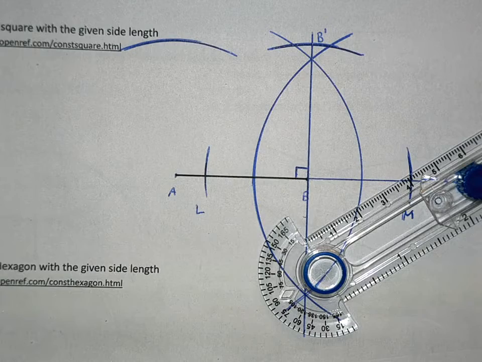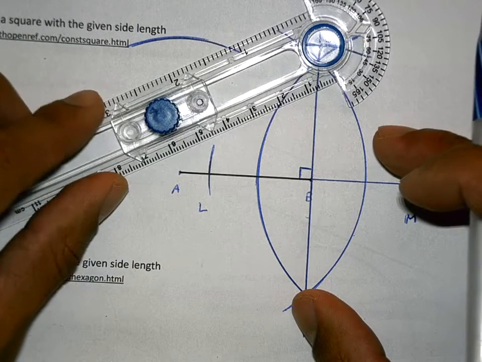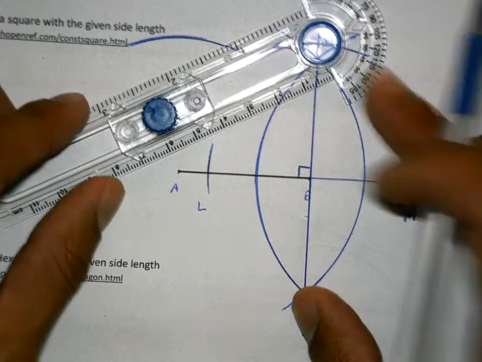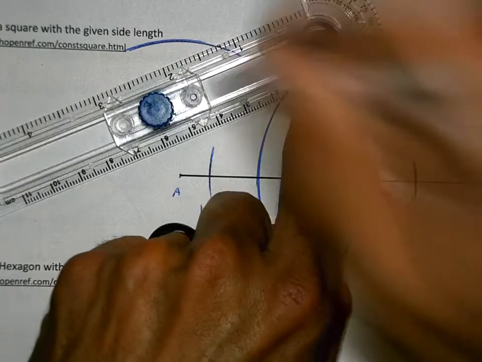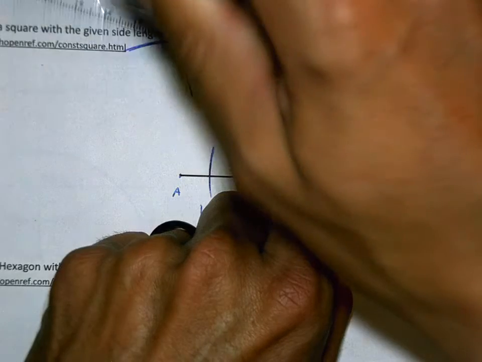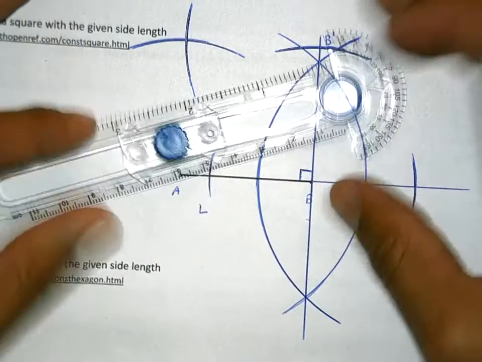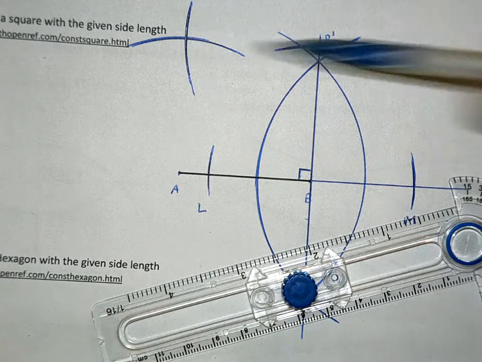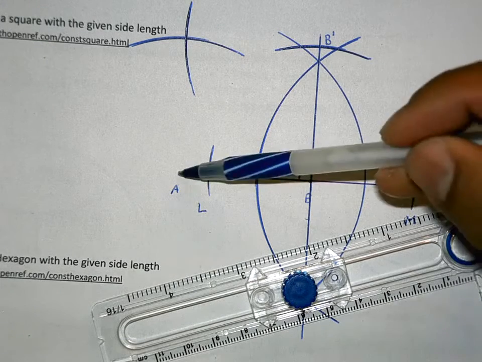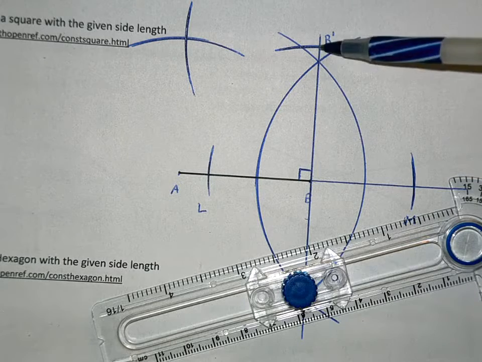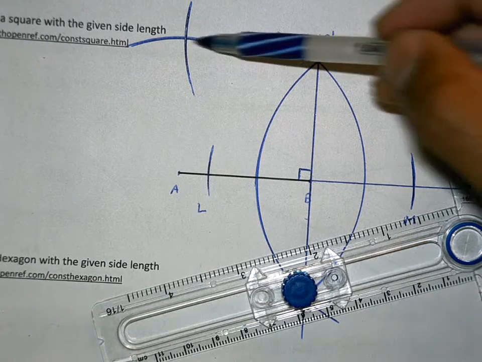I only have one more to use, one more spot. Put your bullseye on B prime and figure out where the other corner is. There's your other corner right there. From B prime to there. Now you have your 4 corners of your square. 1, 2, 3, and here's your 4th corner, from B prime to there.